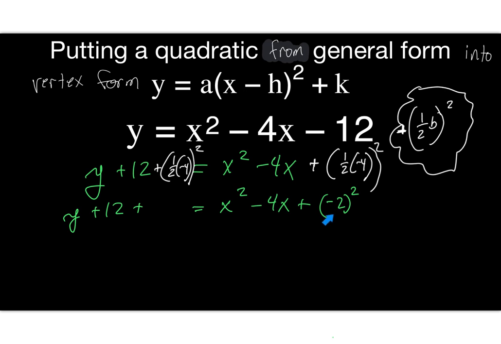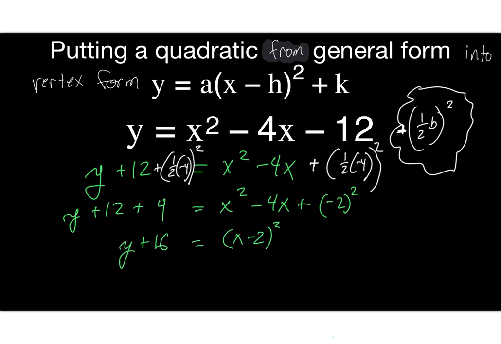What is negative 2 squared? Negative 2 times negative 2 is positive 4. So on the left, I'll have y plus 16 equals. On the right side, this factors into x minus 2 squared.